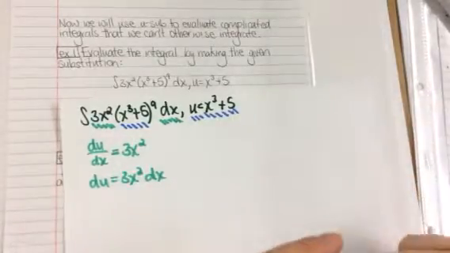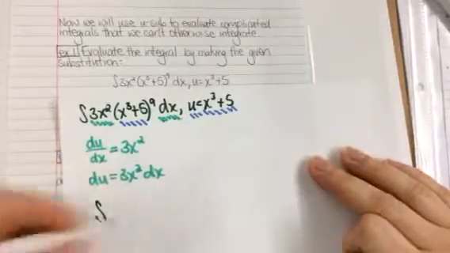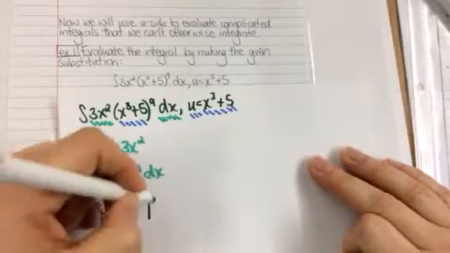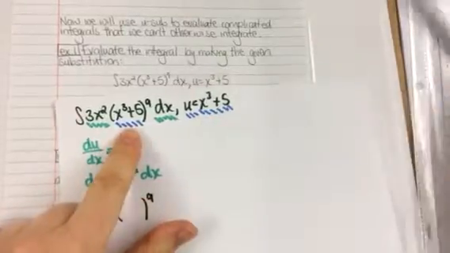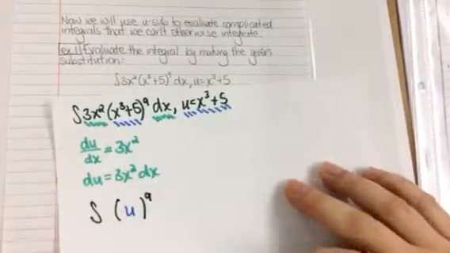So we have an integral, right? We have something to the 9th, and that something is u. Haha, that sounded funny.